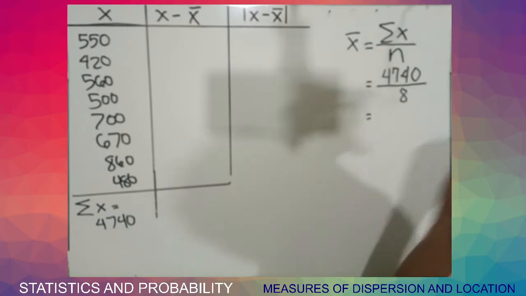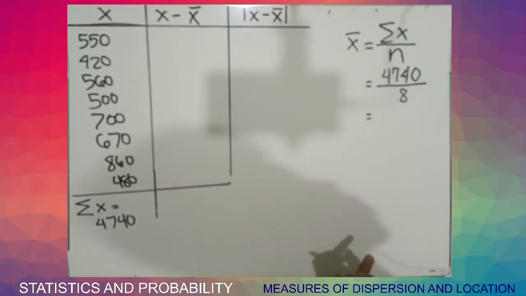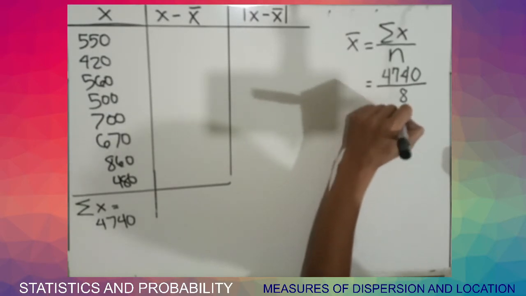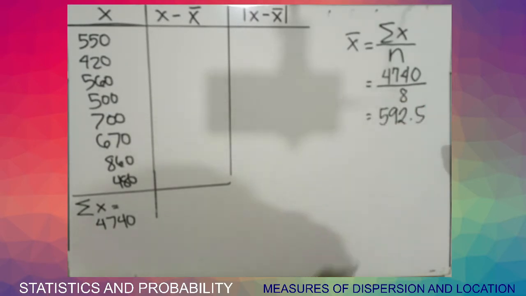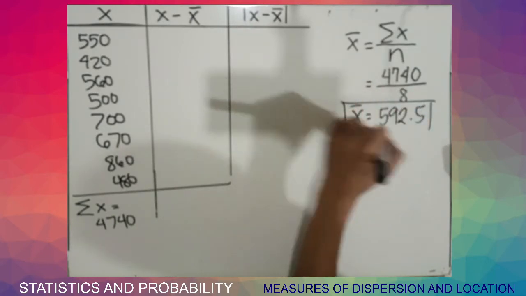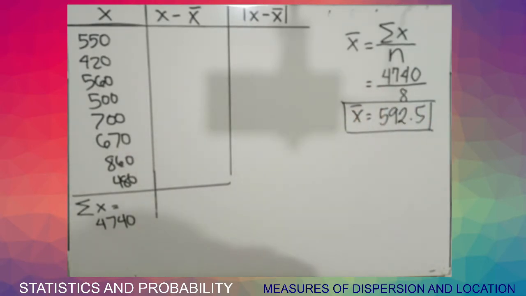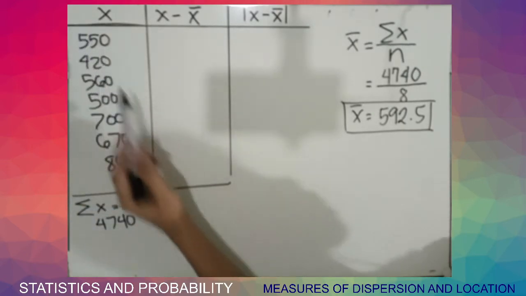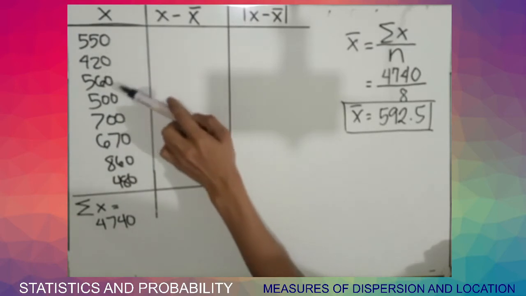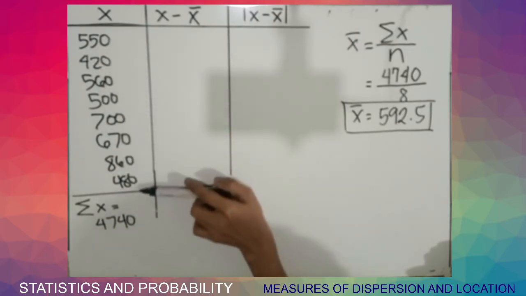4740 divided by 8. So, ang lumabas ay 592.5. So, ito yung ating x bar or yung ating sample mean. Since nakuha na natin yung ating n, okay, yung value ng n is nakuha kung ano yung bilang ng ating x or ng ating dataset. So, bibilangin natin 1, 2, 3, 4, 5, 6, 7, 8.